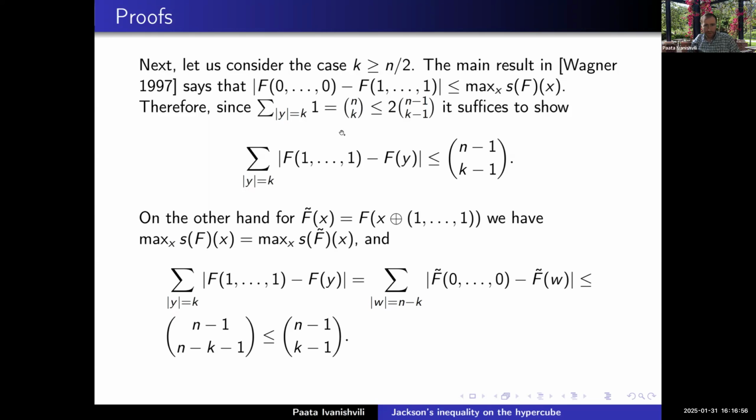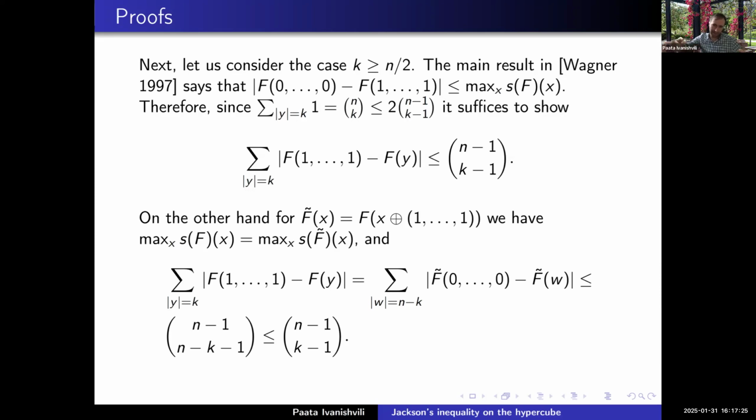Right, and then what you do is that in the previous slide, we've been trying to estimate f0 minus f1, right? Then you just add f1, subtract f1, use the triangle inequality, and f0 minus f1 you estimate by this. Then you end up with a sum of constants 1 of Hamming weight k, so you end up with this binomial coefficient. And then you kind of flip the problem. Now you don't approximate f0 minus fy, but you approximate f1 minus fy.